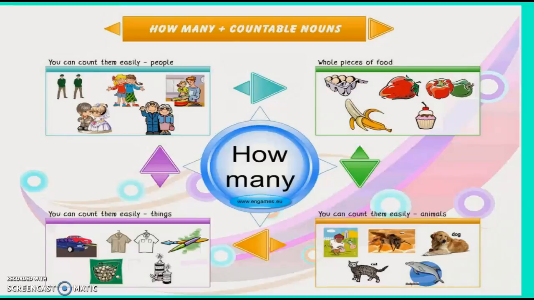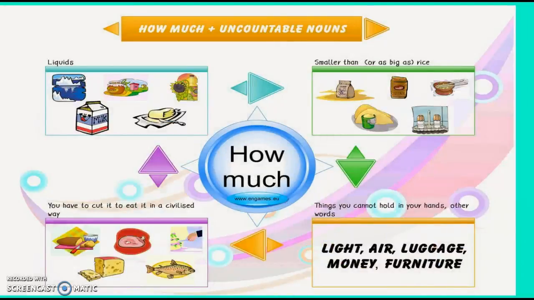Let's talk about food. Now, if we can count it with our fingers, we know it's countable, like eggs, bananas, strawberries, peppers, and cupcakes. And also, we can count animals very easily. For example, a dog, a dolphin, a cat, cows, bees.